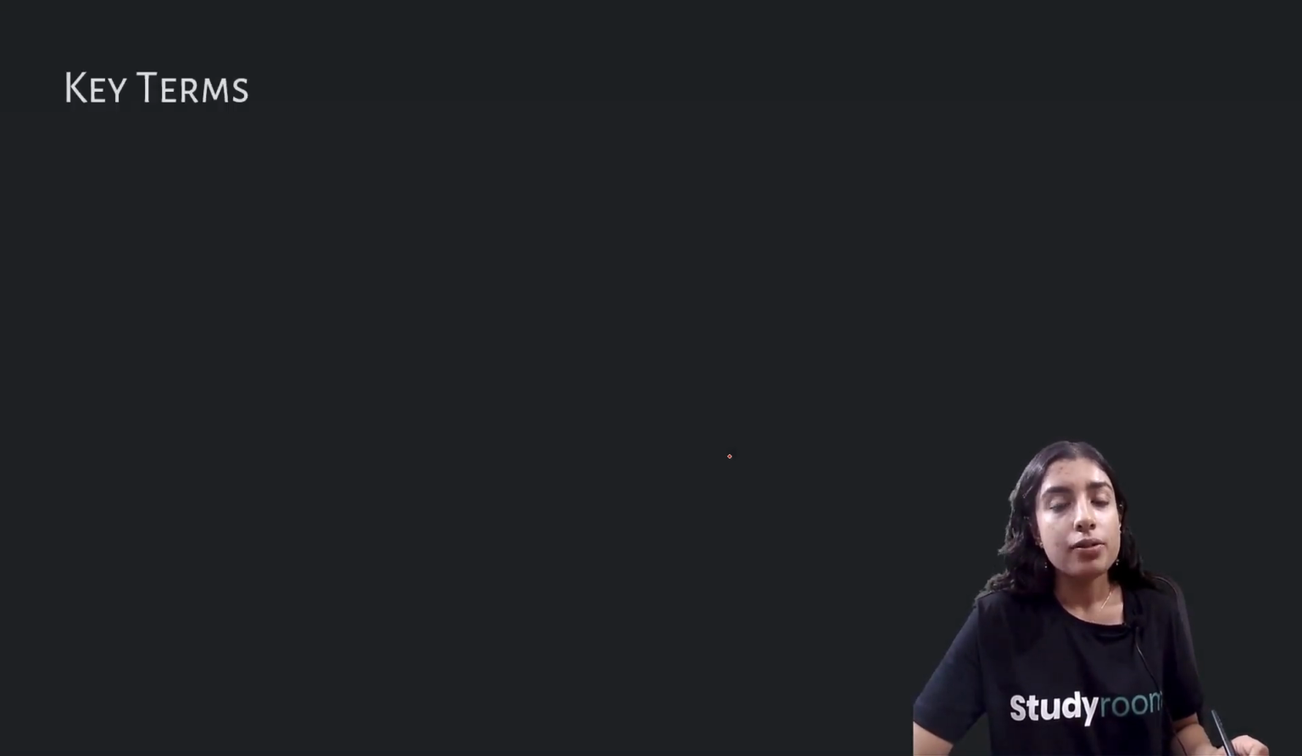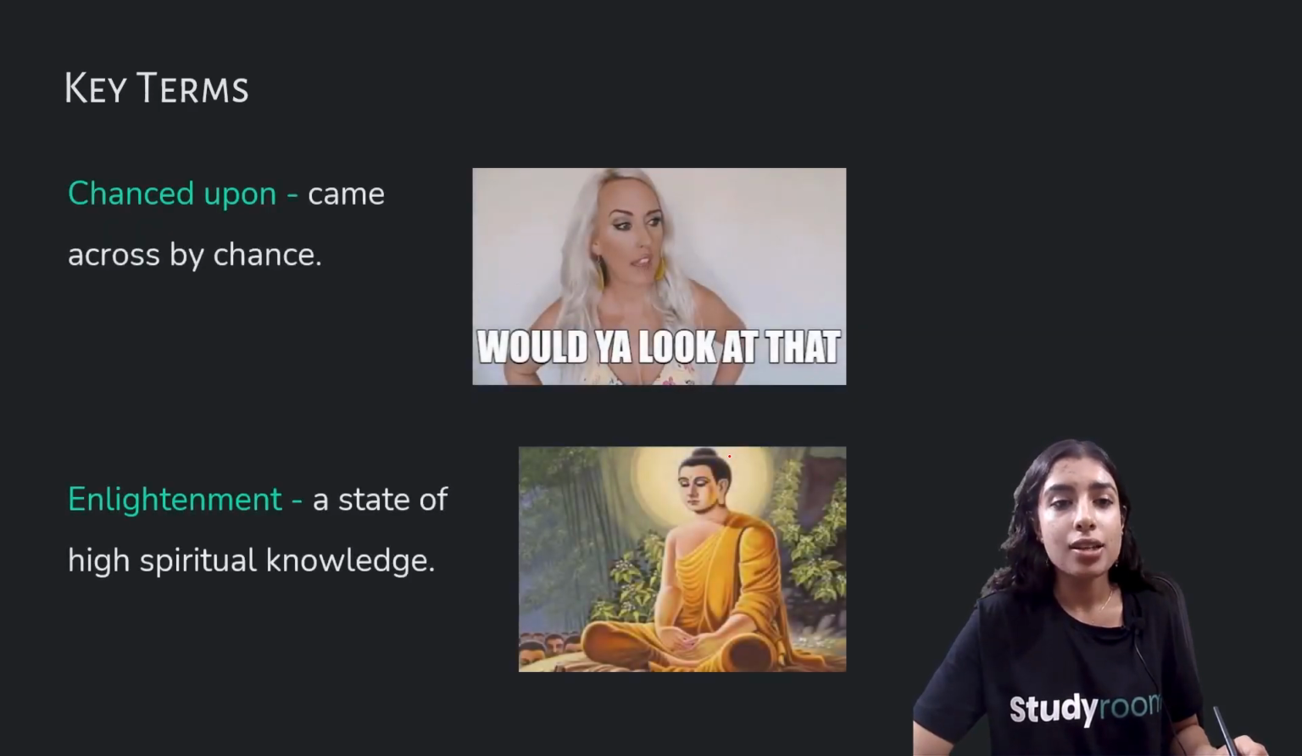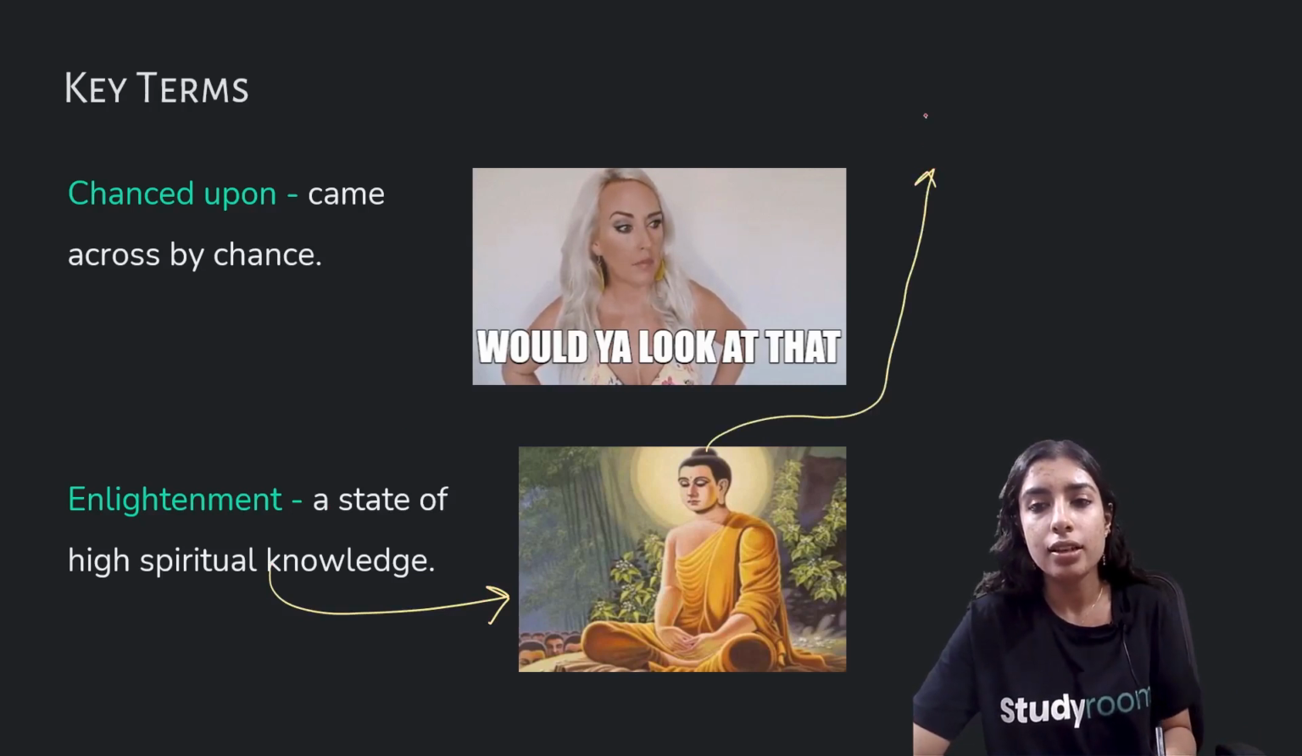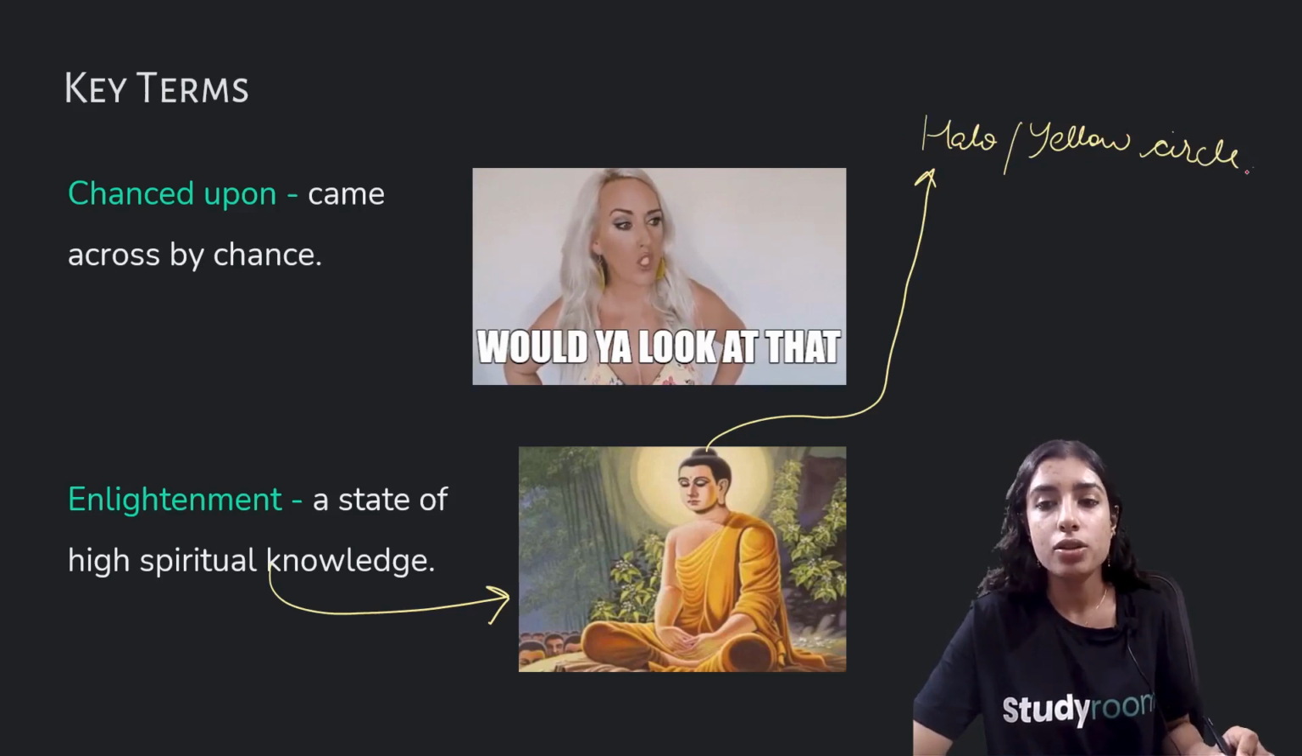There are a few key terms that we have come across in the chapter so far. It's extremely important for us to not just read those key terms, but also understand, learn, and know them better. So let's now see what these key terms are. Chanced upon, came across by chance. Enlightenment, a state of high spiritual knowledge. You can see Buddha in this illustration being in a state of enlightenment. As we saw at the beginning of the lesson, this yellow circle is called the halo, which represents the state of being enlightened or spiritually awakened.